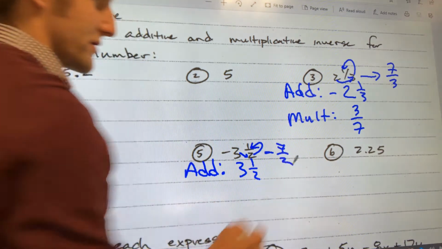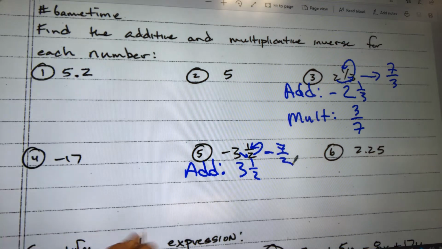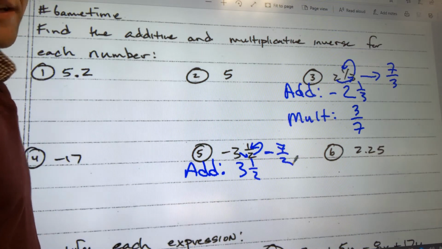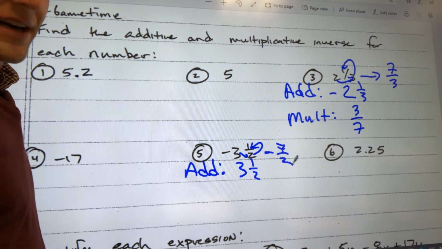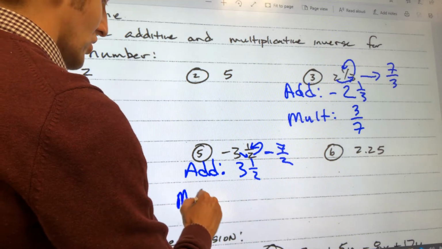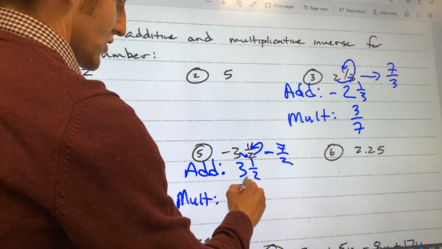Negative 7/2. See, if you do negative 3 times 2, you're going to get a negative 6. If you add 1 to it, you're going to get negative 5. Negative 5/2 is a negative 2.5. You don't want that. You want negative 7/2. Then flip it, good. Negative 2/7.